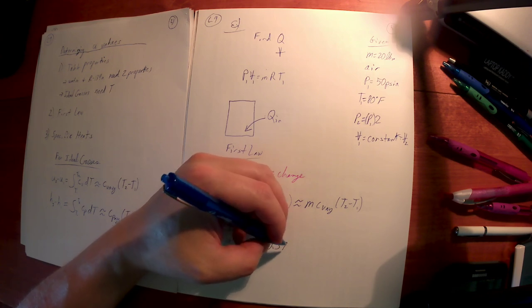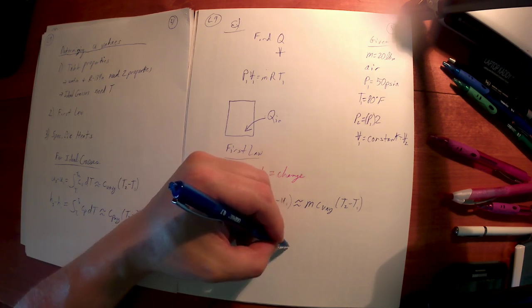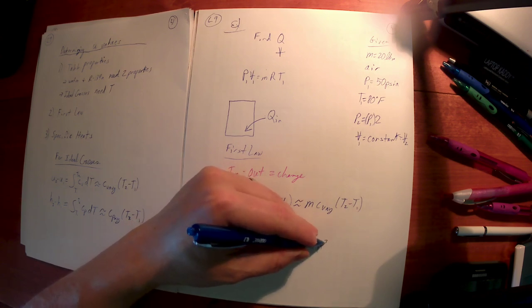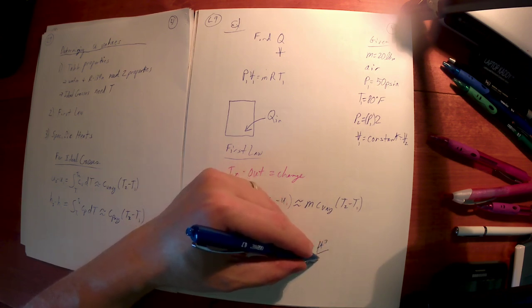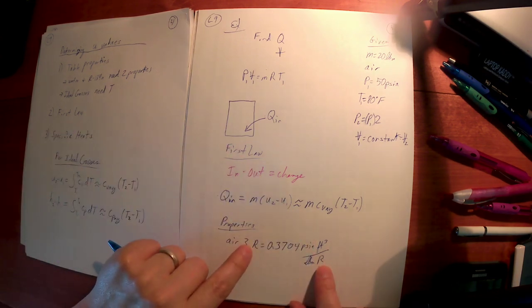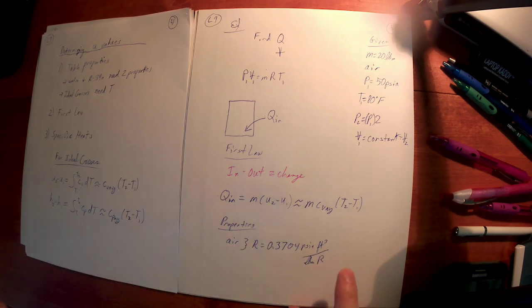Again, if you're a guest, I don't know if your text gives you this value, but ours does. For air, R is 0.3704 psia cubic feet per pound mass per Rankine. Two different R's. They mean different things. This is temperature. This is a constant. Okay? All right. Yeah, Izzy, we're okay. Thank you, though.